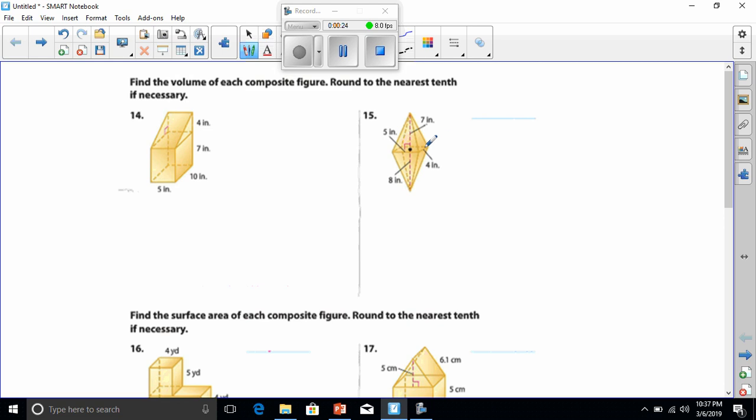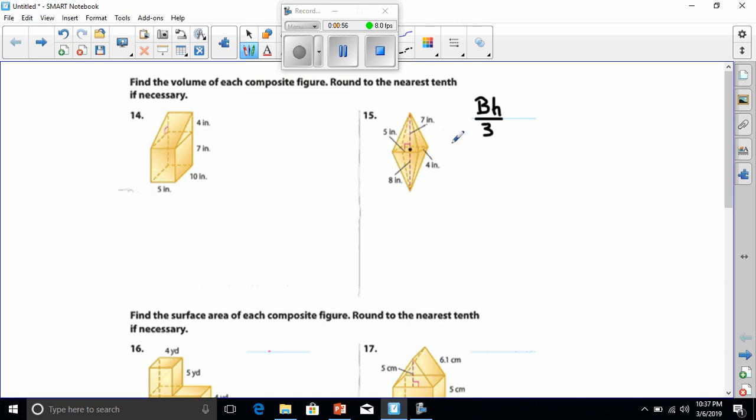From finding the volume, I realized there's two pyramids. They both look like square-based pyramids. And the volume of a pyramid is base times height divided by 3. Well, let's start with the top pyramid. The top pyramid has a base of 5 and 4.